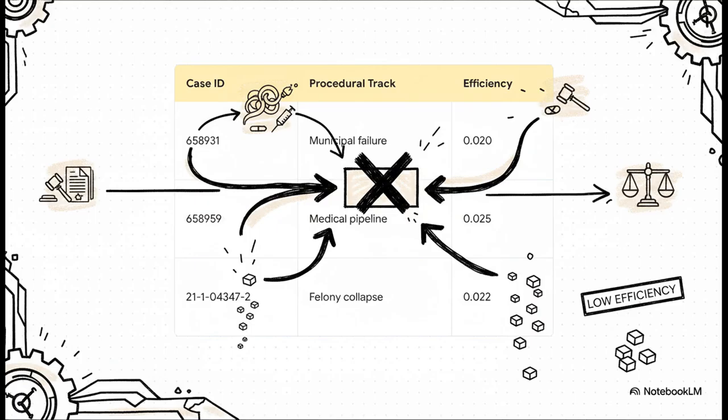So what do these metrics mean in plain English? We're seeing specific case identifiers routed through highly irregular tracks, things labeled as a municipal filing failure, a medicalization pipeline, or a felony due process collapse. And notice those reach efficiency scores? They are hovering extremely low, around 0.02. This mathematical tracking proves that undocumented procedural routes, like that medicalization pipeline, are completely bypassing the system's standard validation gates. The data is literally flowing outside of authorized programmatic parameters.